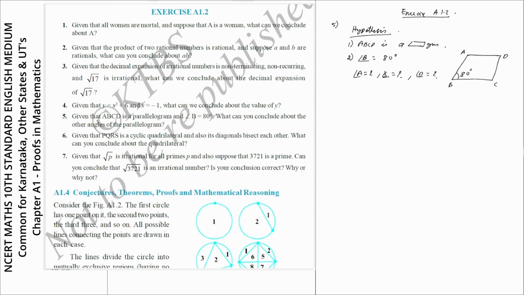Now what is angle D? Angle D also is equal to 80 degree because angle B and angle D are vertically opposite angles. In a parallelogram, vertically opposite angles are equal. So angle D is equal to angle B is equal to 80 degree. So vertically opposite angles in a parallelogram are equal.